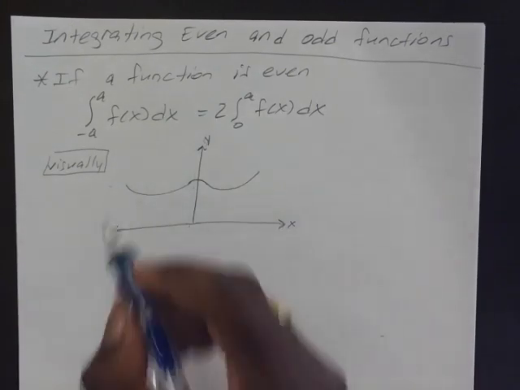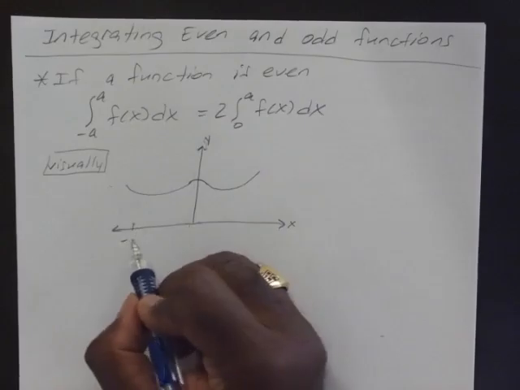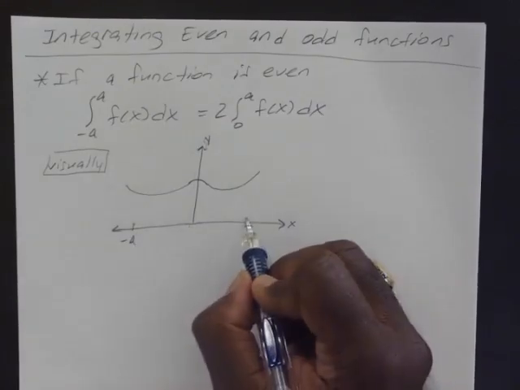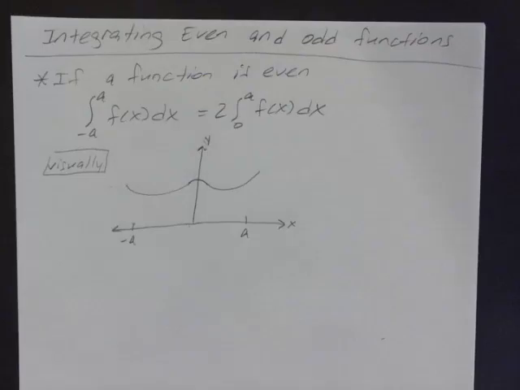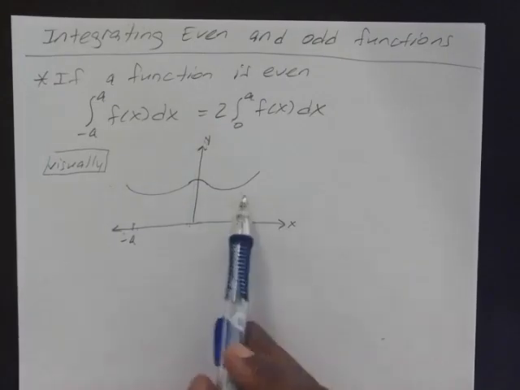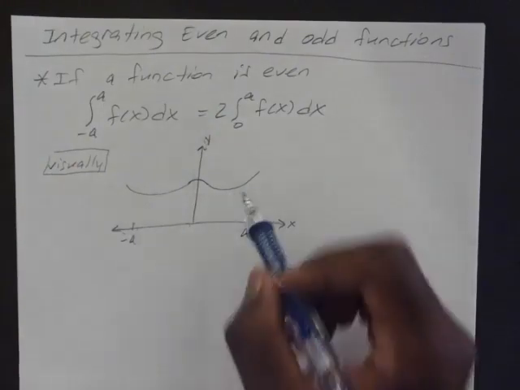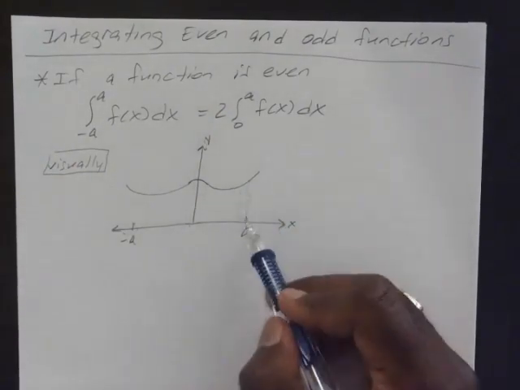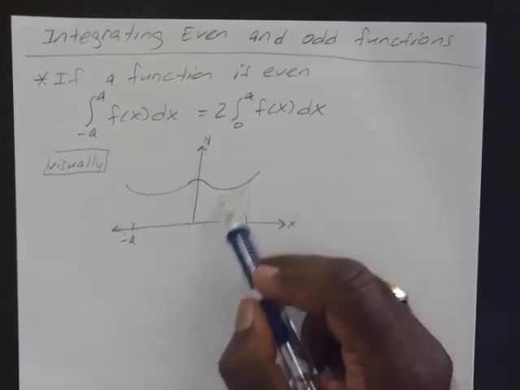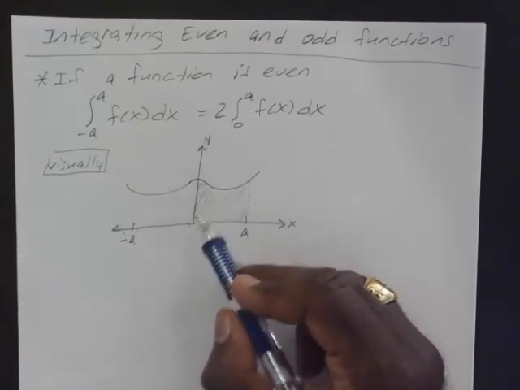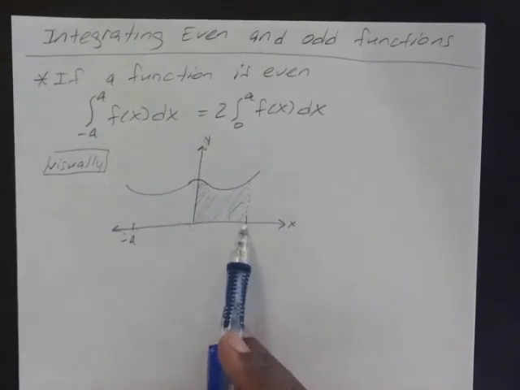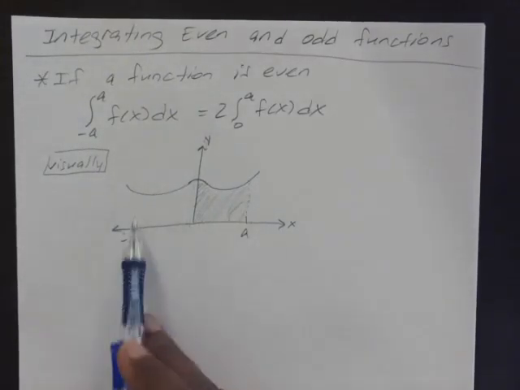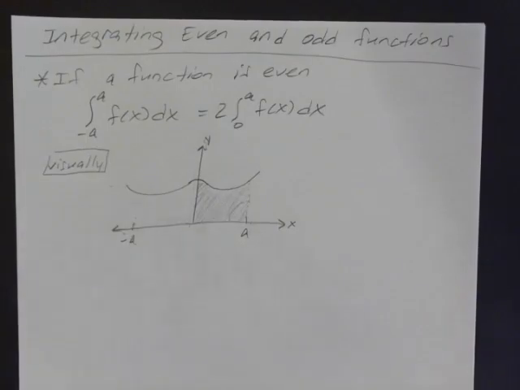Okay, so let's say you're looking for the integral from negative a to some value a. Say from negative 3 to 3 or negative 5 to 5. Since these two sides are symmetric, all you'd really have to do is find the integral of the side from 0 to a, and then just multiply by 2, because if you flip it across here, this side and this side will be the same area.